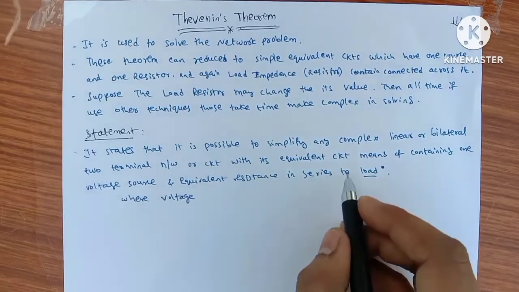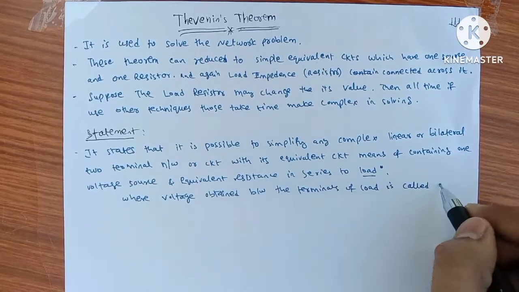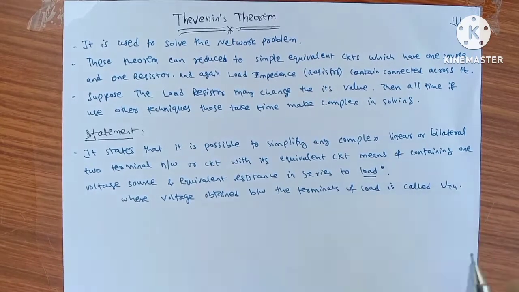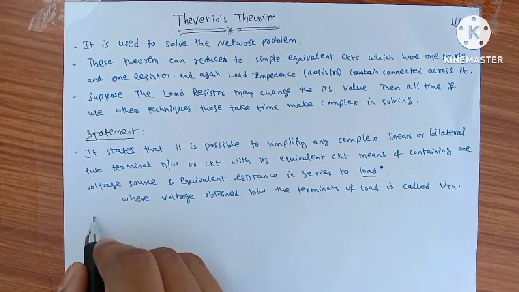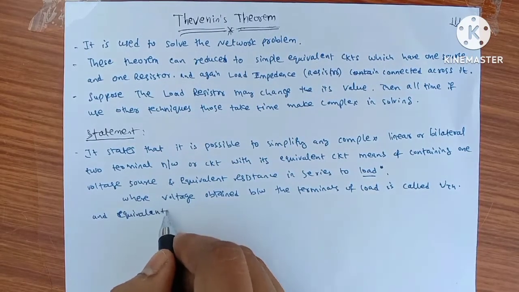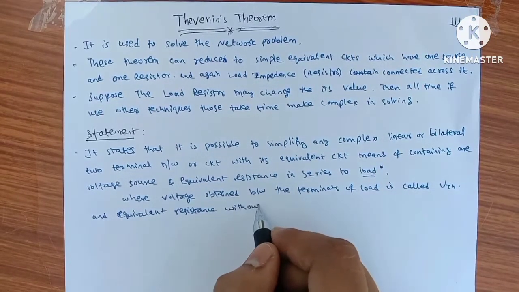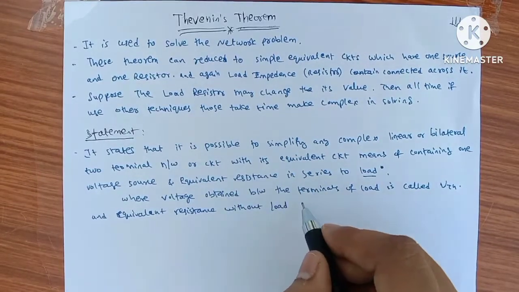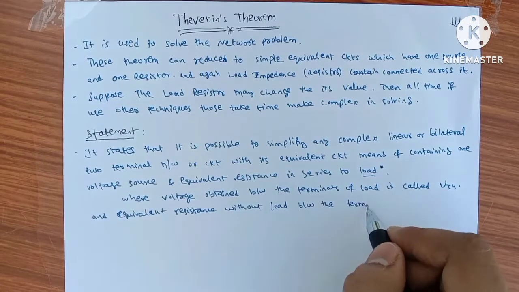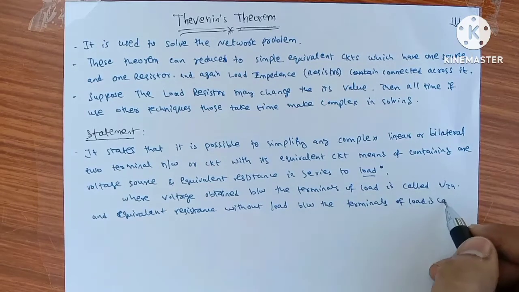voltage obtained between the terminals of load is called Thevenin's voltage. VTH means Thevenin's voltage, and equivalent resistance without load between the terminals of load is called RTH.